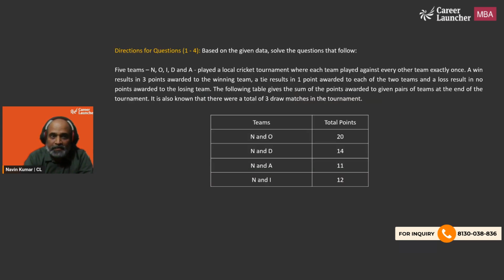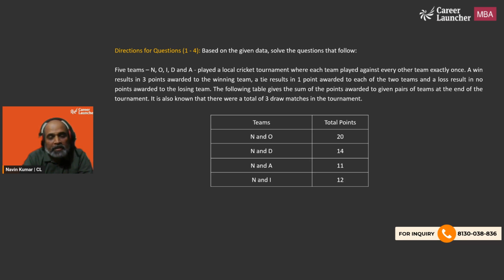so the set is five teams N, O, I, D and A played a local cricket tournament where each team played against every other team exactly once. A win results in 3 points awarded to the winning team. A tie results in 1 point awarded to each of the two teams, and a loss results in no points awarded to the losing team. The following table gives the sum of the points awarded to given pairs of teams at the end of the tournament. It is also known that there were a total of three draw matches in the tournament.